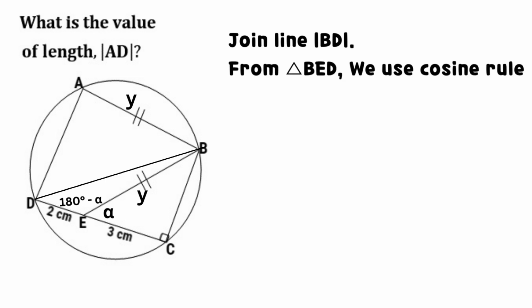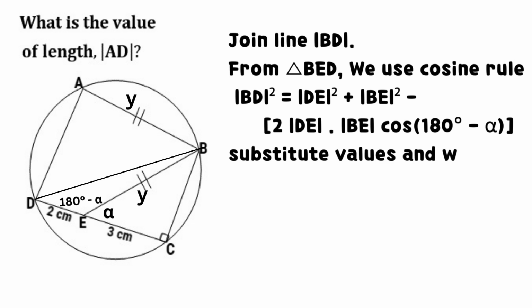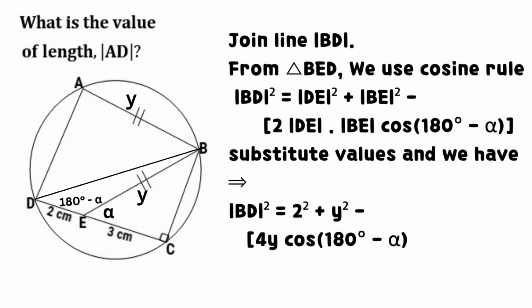Join line BD. From triangle BED, we use the cosine rule. The square of line BD equals the sum of the square of line DE and the square of line BE minus 2 times the product of line DE, line BE, and cosine of 180 degrees minus alpha. Substitute values and we obtain equation 2 for the square of line BD.